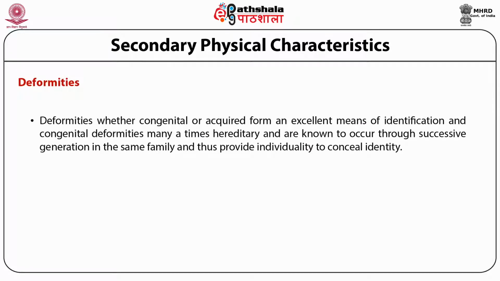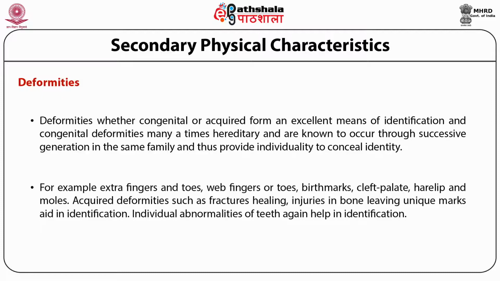Deformities, whether congenital or acquired, are an excellent means of identification. Congenital deformities, many times hereditary, are known to occur through successive generations in the same family and thus provide individuality and make it difficult to conceal identity. For example, extra fingers or toes, webbed fingers or toes, birthmarks, cleft palate, hair lip, and moles. Acquired deformities such as healed fractures and injuries in bones, leaving unique marks, aid in identification.